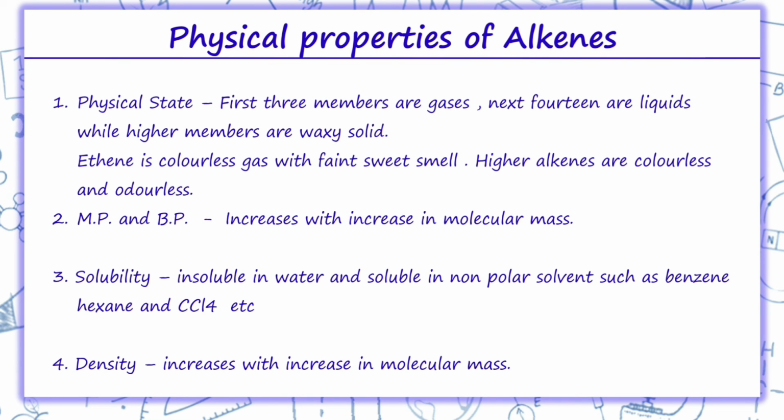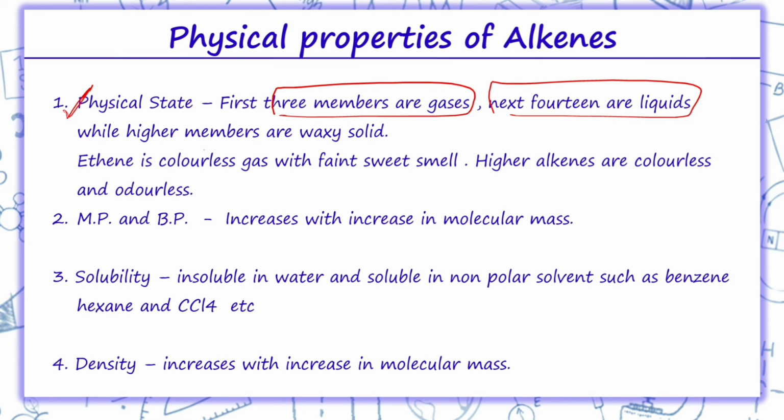Now, coming on to the physical properties of alkenes. The first physical property of alkenes is physical state. The first 3 members are gases, the next 14 are liquids, and the higher members are waxy solids. Ethene is a colorless gas with a faint sweet smell. Higher alkenes are colorless and odorless.